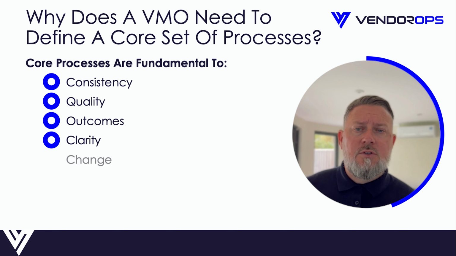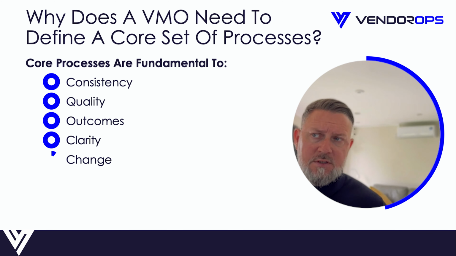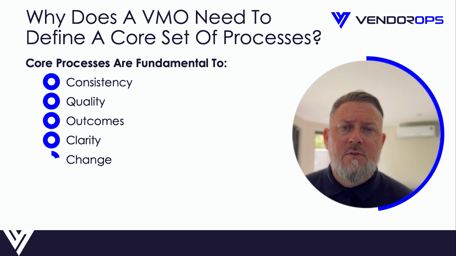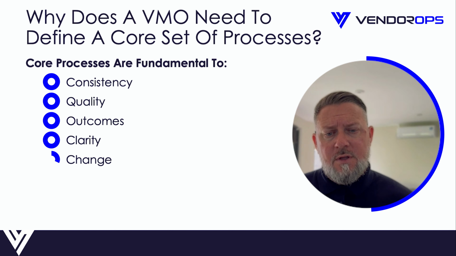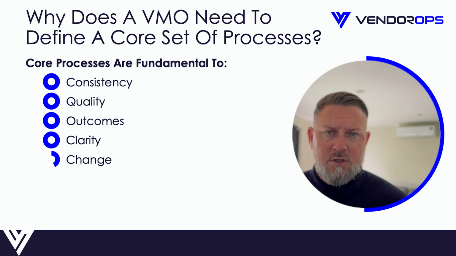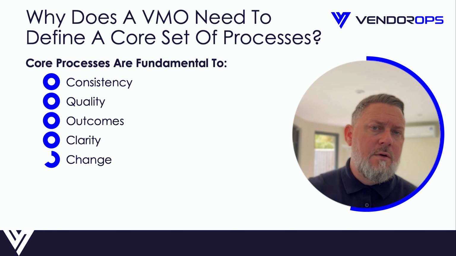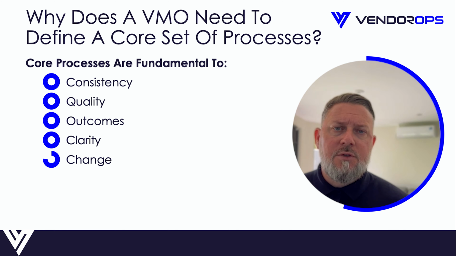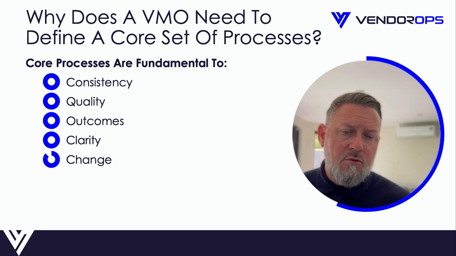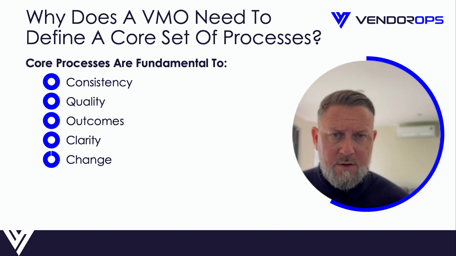Also to help with change. If it's documented, if it's consistently done, if there's clarity around how the process is approached, then it's easier to change. You can change it centrally, then cascade that change out, and the new version, or version 1.12, of that process can then be adopted because it's already understood what version 1 looked like.